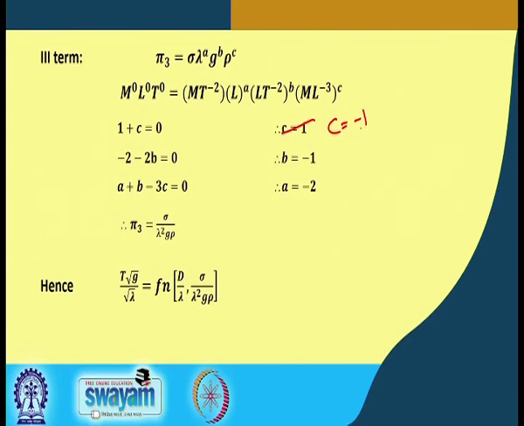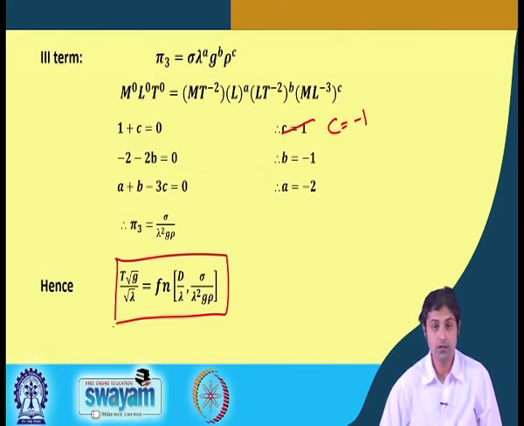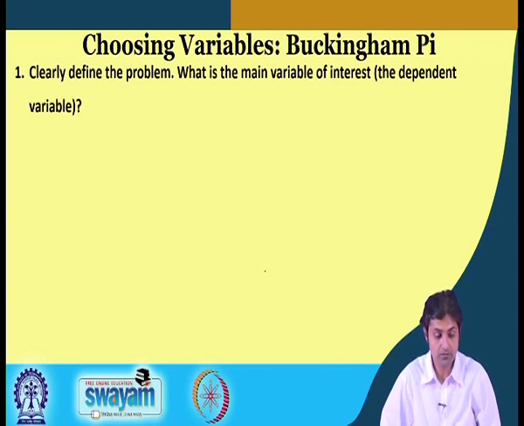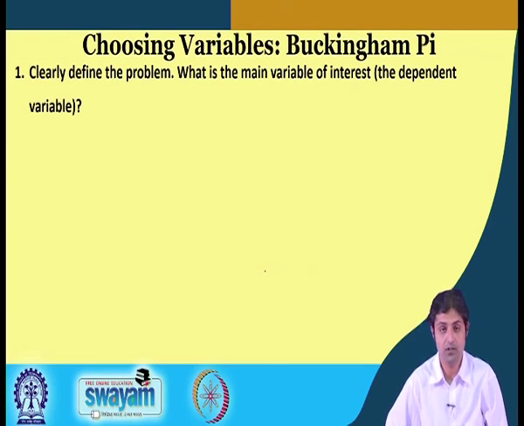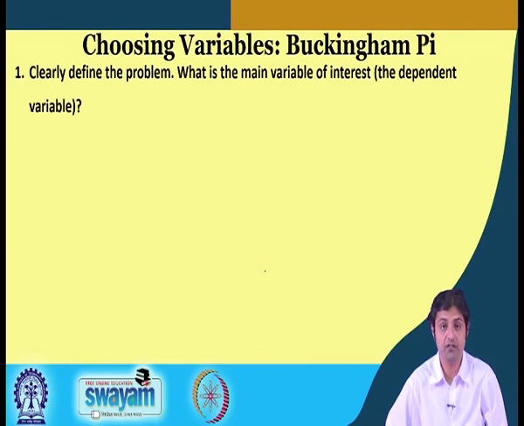Welcome back. So, in the last lecture we concluded by solving a question by using Buckingham Pi theorem to obtain the time period here. Okay. And now we proceed back to our discussion of how to choose the variables in Buckingham Pi theorem. So, choosing variables, the first step is to clearly define the problem, and we have to understand what is the main variable of interest or the dependent variable.